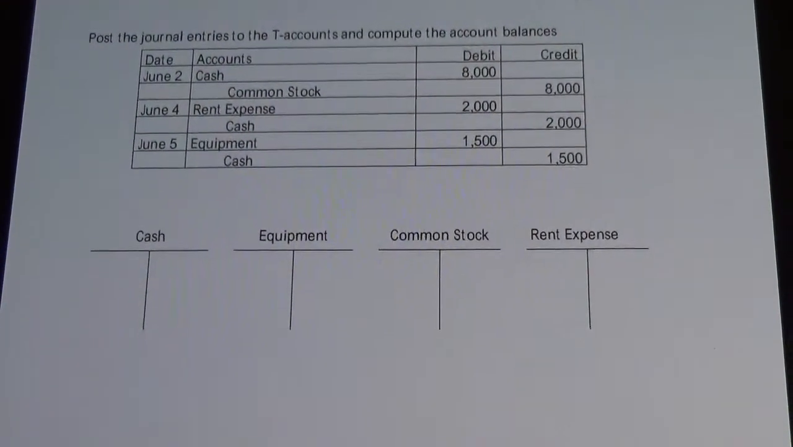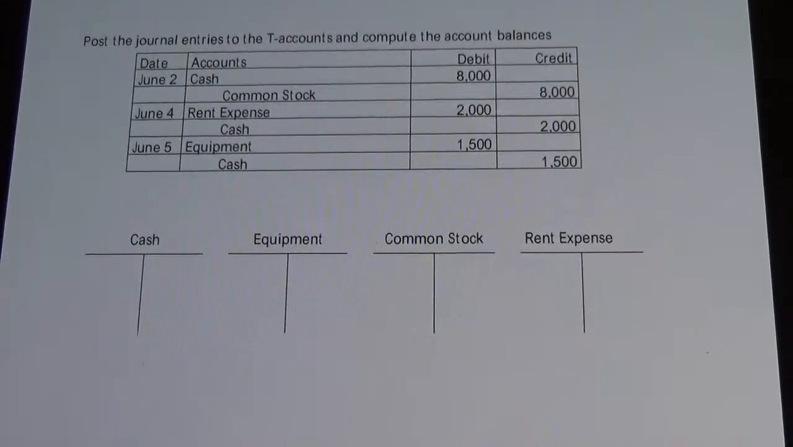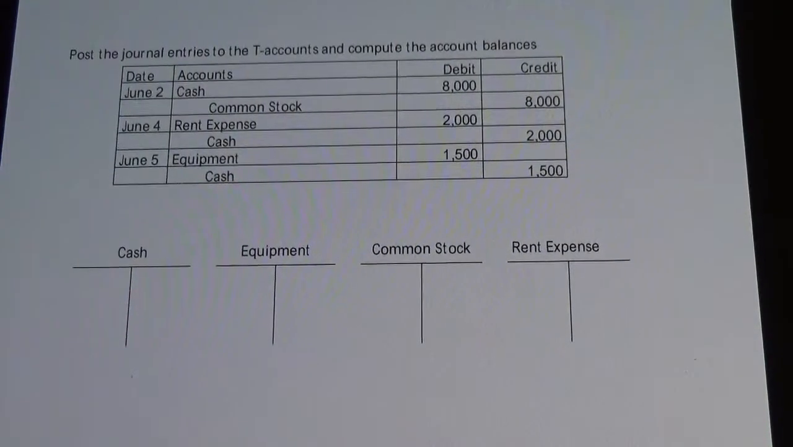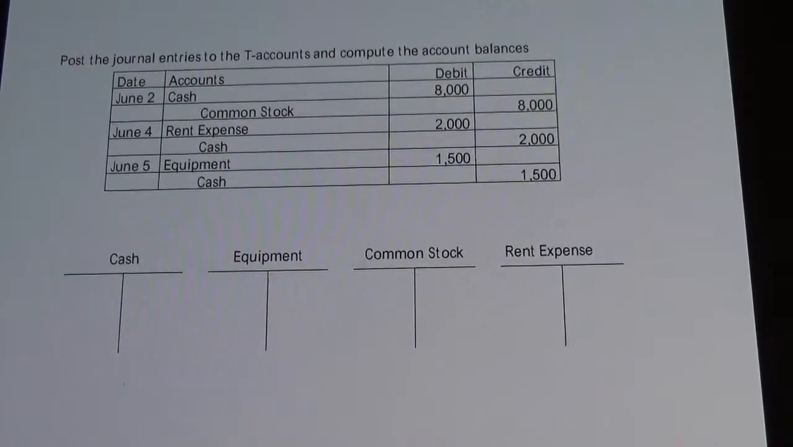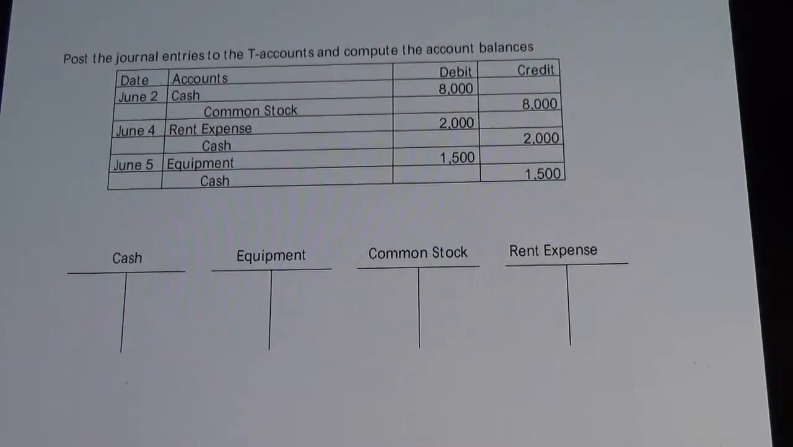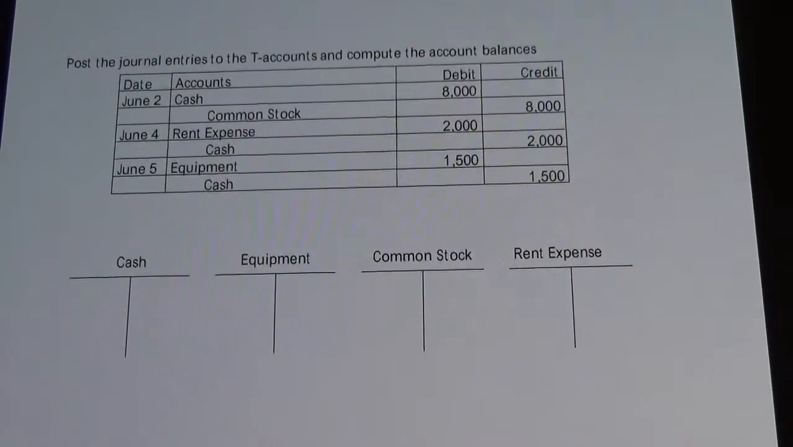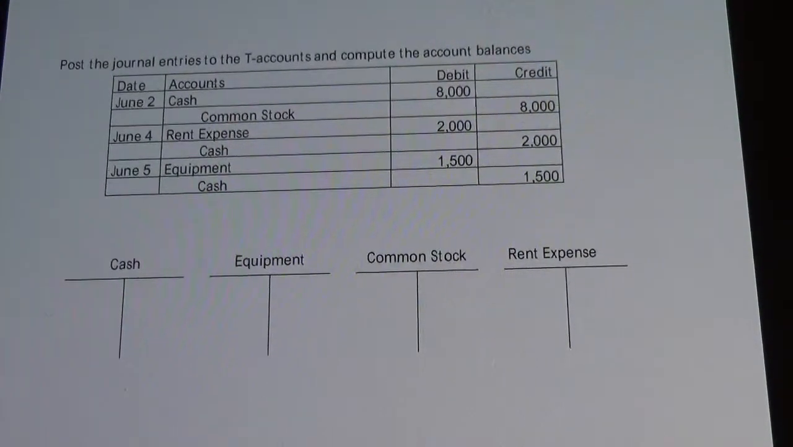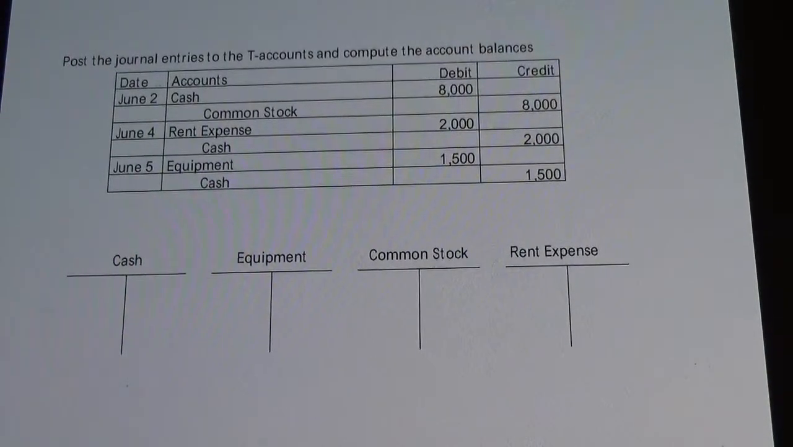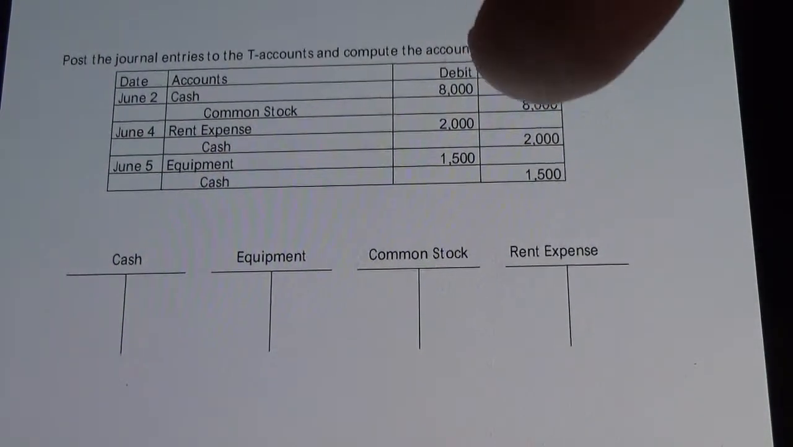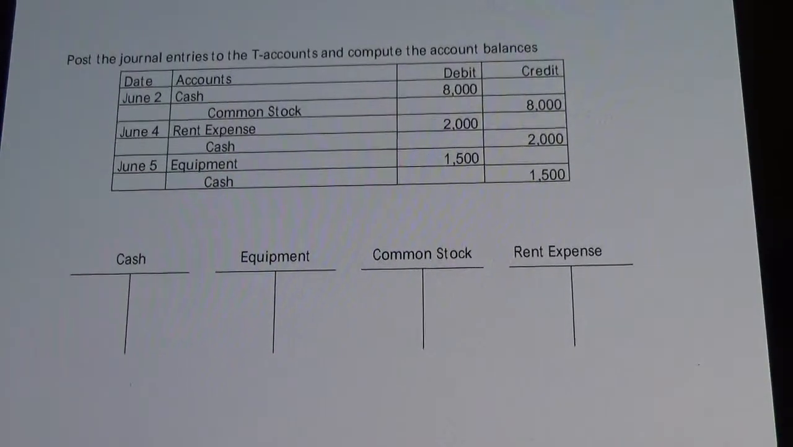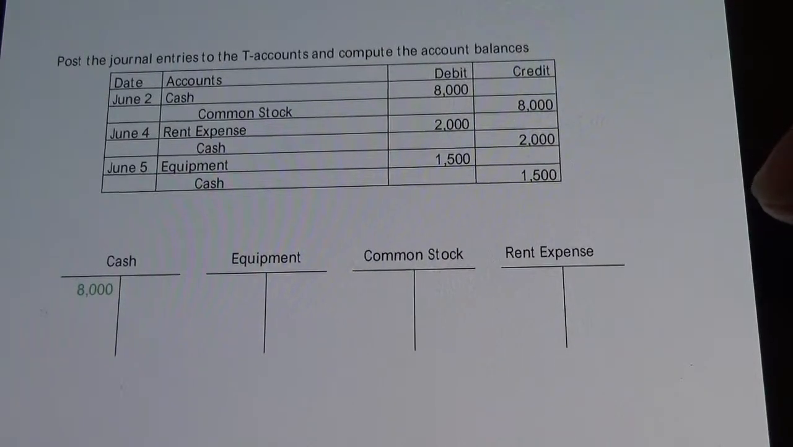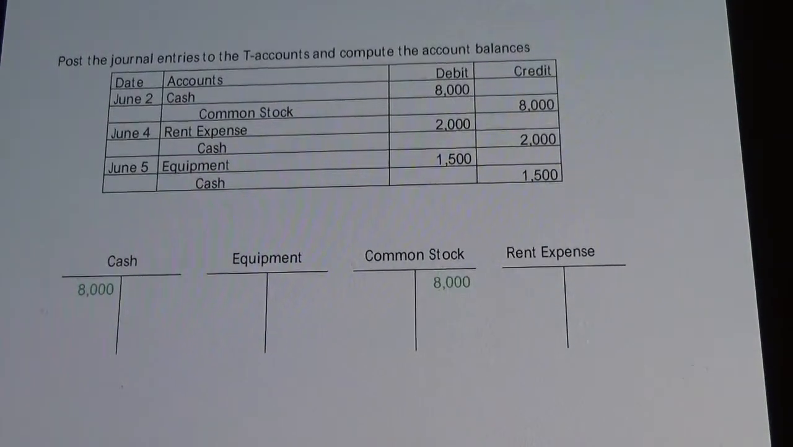Okay, next we're going to look at posting journal entries into the T account. So if we had made the journal entries in an actual journal instead of just posting them right into the T accounts, we would see the journal looking something like this. And so we see the cash that we received for the stock and the rent expense that we paid for cash and equipment that we bought for cash. Posting these into the accounts, then we would simply take each part of the entry and put it where it goes. So we would simply take that $8,000 down to the cash account as a debit. We would take the $8,000 down to the common stock account as a credit.